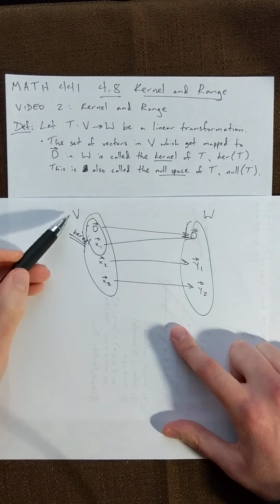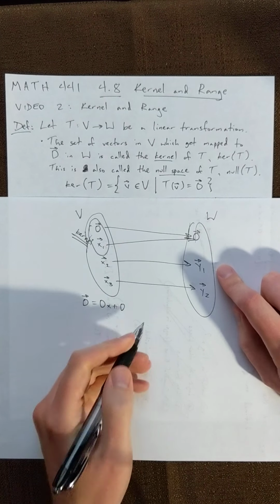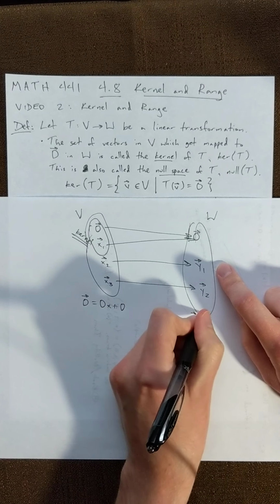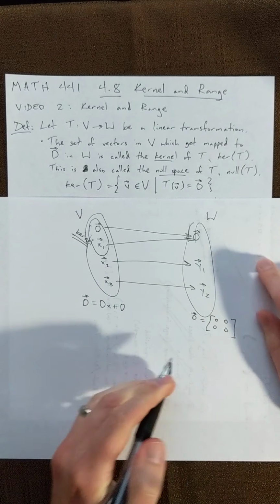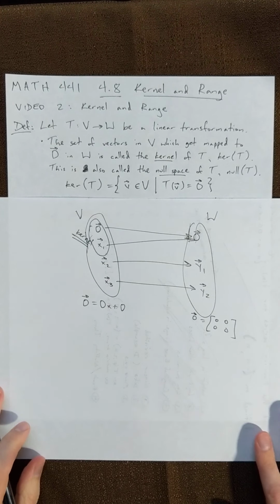Keep in mind that a zero vector in V might look very different from a zero vector in W. In the last video we saw a transformation from P1, where the zero vector is really going to be 0x plus 0, into M22, where the zero vector in 2x2 matrices is going to be 0, 0, 0, 0. So keep in mind that your zero vectors are going to look a little different depending on the space. But the kernel is which things get sent to the zero vector.